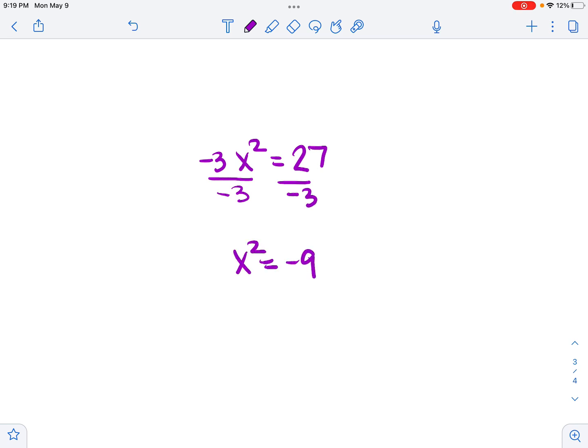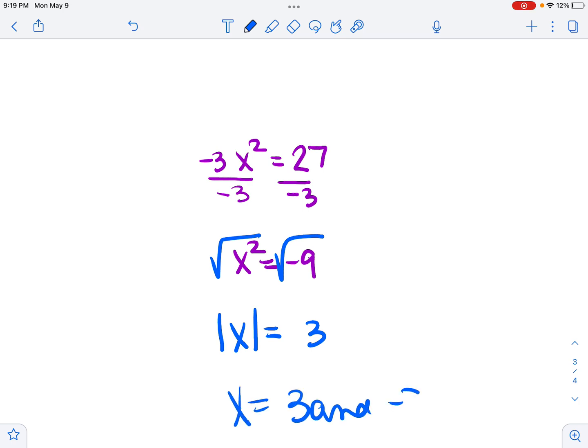And then you're like, cool. x is almost all by itself. What's with the square? So we undo squares by square root. The square root of x squared is the absolute value of x. And now the square root of 9. And you might be like, okay, cool. There's the 3. And then the answer is 3 and negative 3. And away I go. But again, nope.